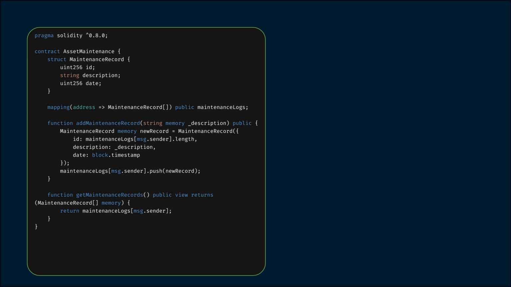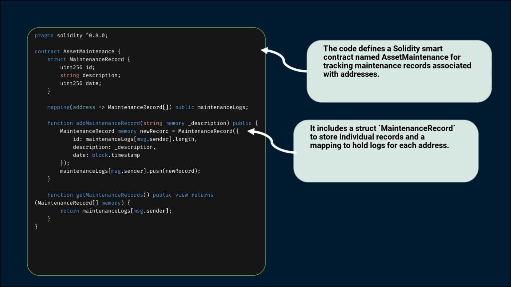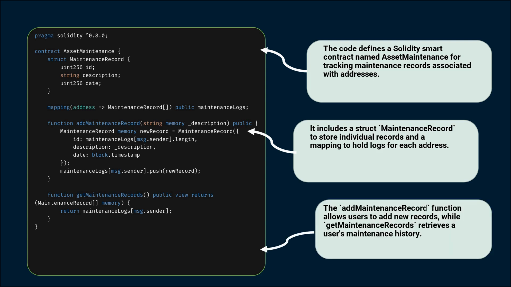Now let's take a look at how we can implement a smart contract to maintain maintenance records for assets, specifically utilizing Solidity. The asset maintenance contract begins by defining a structure for each maintenance record, which includes an identifier, a description of the service performed, and a timestamp for when it occurred. This structured approach ensures that all relevant details about each maintenance action are captured systematically.